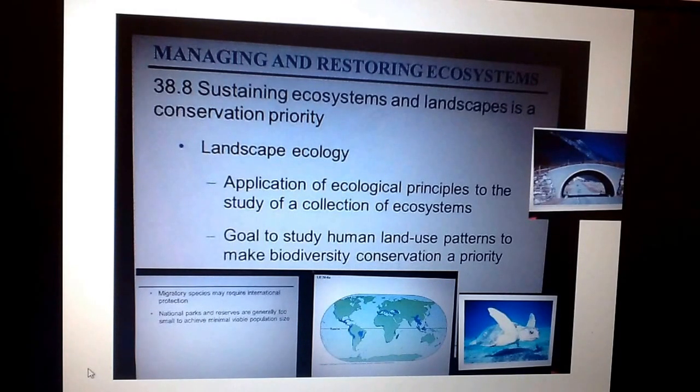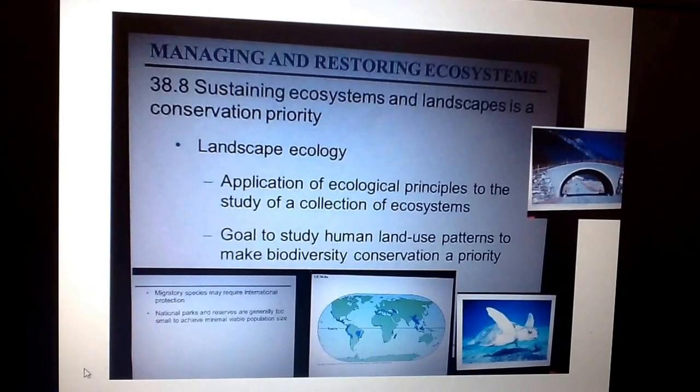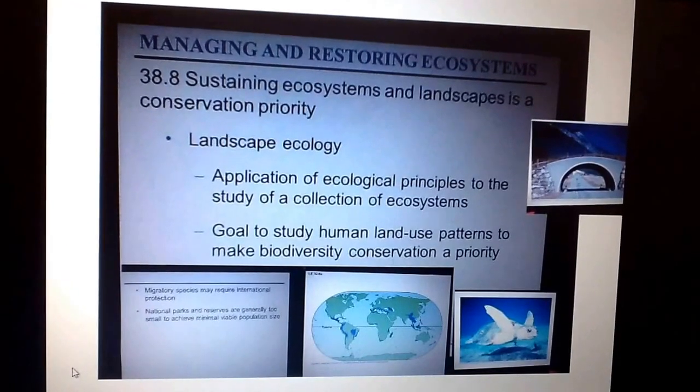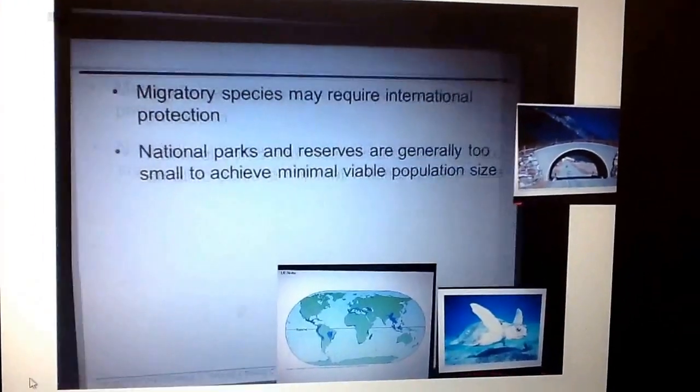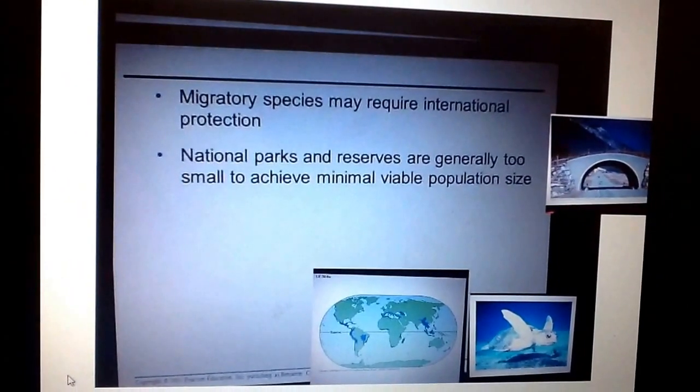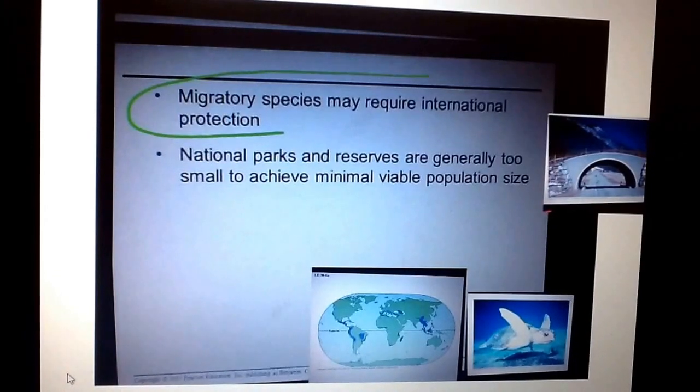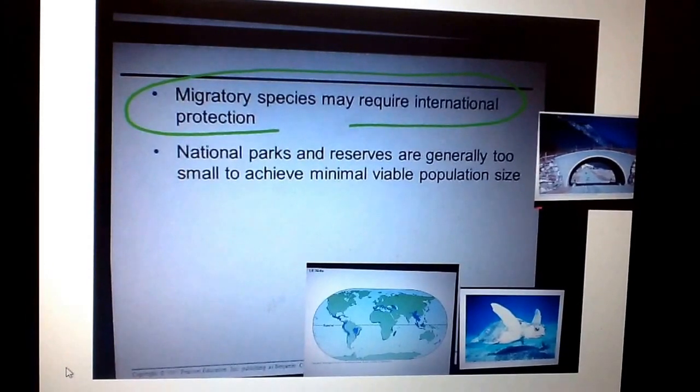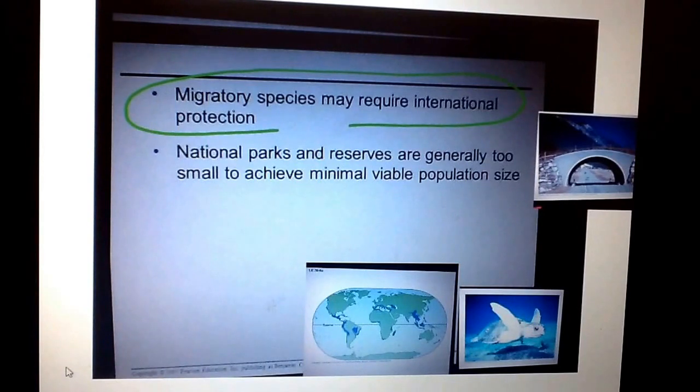And so some of the ideas in landscape ecology is we're going to study ecosystems. We're going to find ways to cohabitate humans and animal priorities. And some of the problems with that is that if you have an animal that migrates long distances, we need to learn how to protect them over great distances. Not just, here's 50 acres in the middle of Wyoming, they have to stay in those.